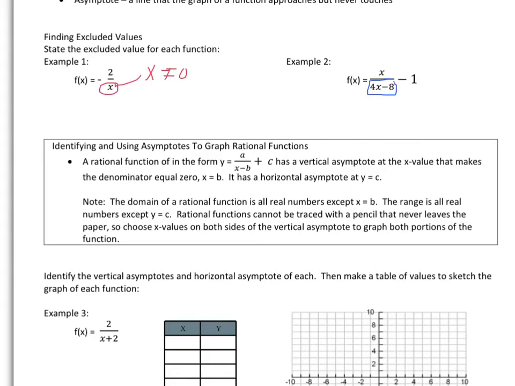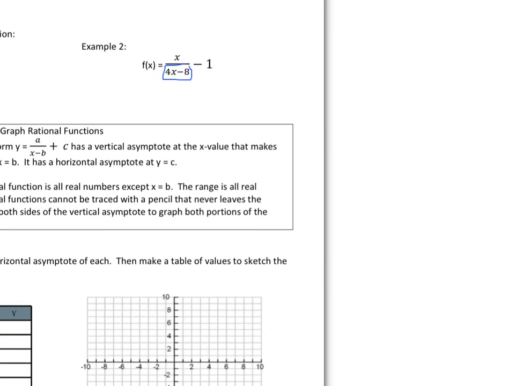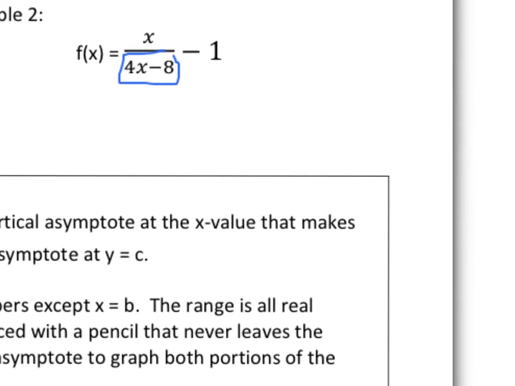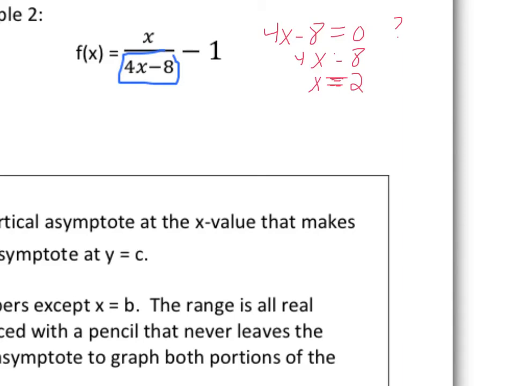So we ask ourselves, what value of x would cause 4x minus 8 to become 0? Well, if we solve for x by adding 8 to both sides and dividing by 4, if we plugged a 2 in for x, you would get a 0, which would cause the denominator to be undefined, which means that x cannot be equal to 2.